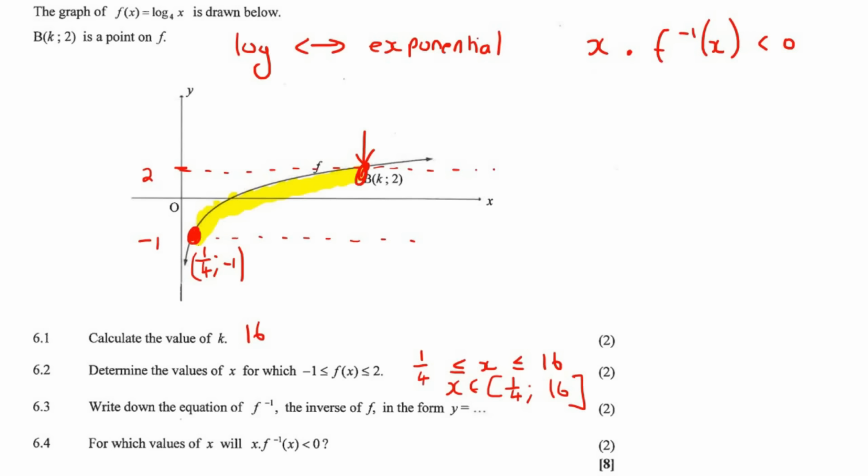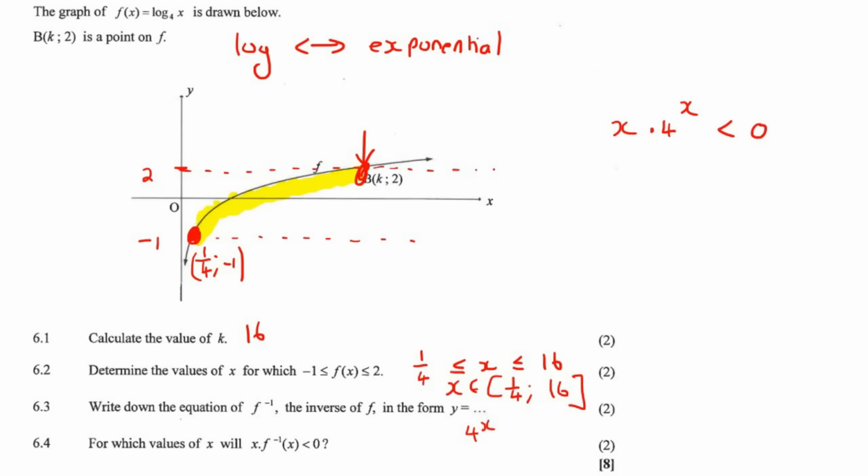So what I like to do is say the two things we're going to multiply together are x and the inverse of x. Actually, I was thinking this question is a little bit easier. Check this out. If we go x times the inverse, the inverse we already worked out in the previous question: y equals 4 to the power of x. And they want that to be a negative.